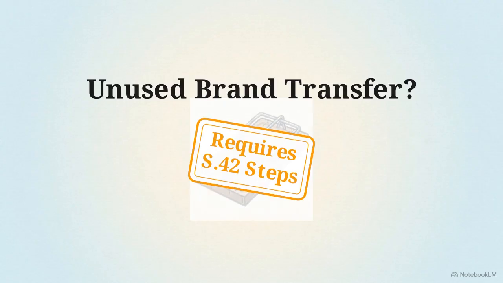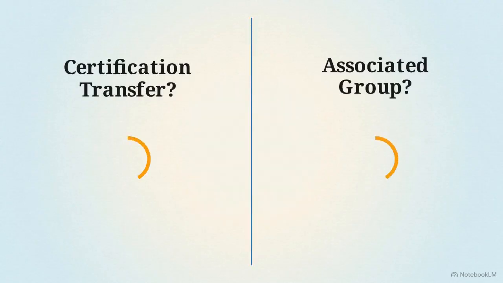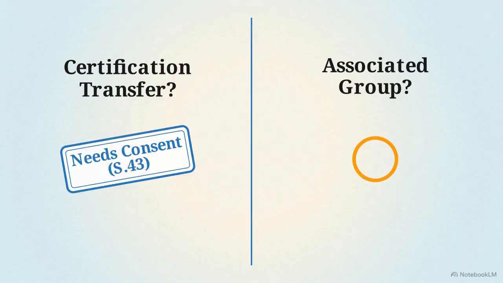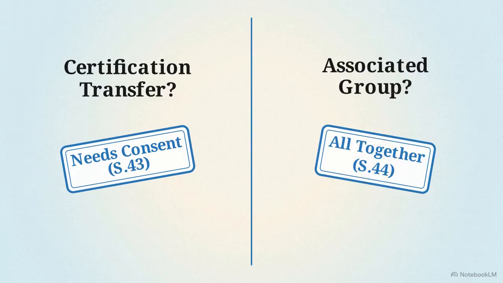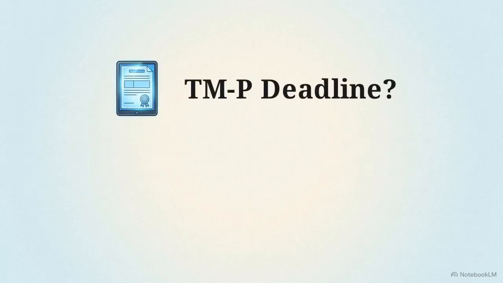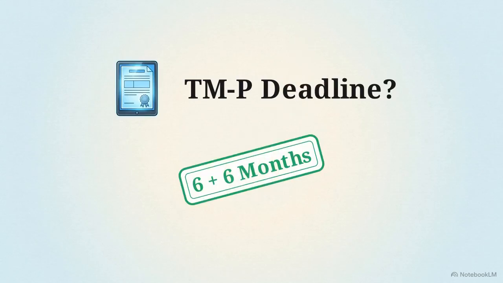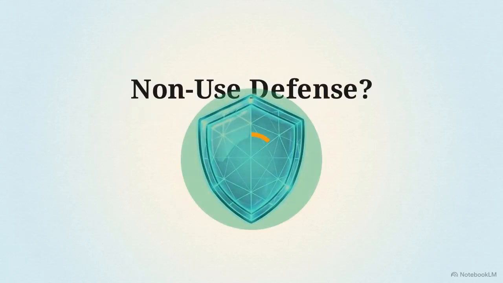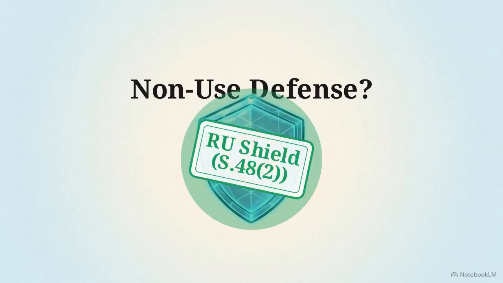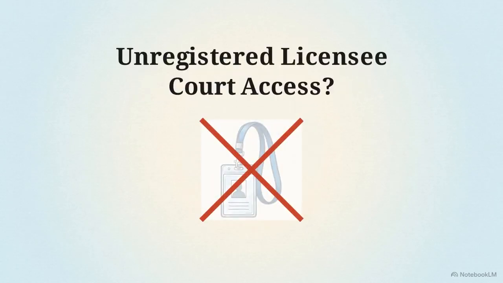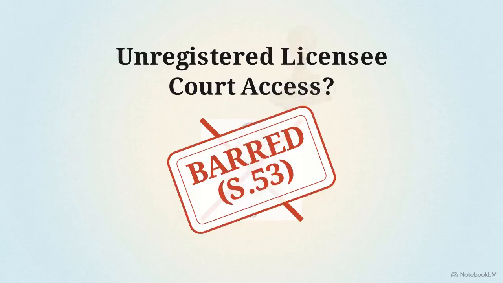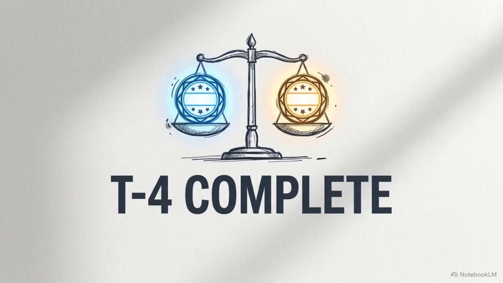Certification mark assignment needs the registrar's consent. Associated marks assign how? Only as a whole. Time to record an assignment on Form TM-P? 6 months, extendable by 6. Whose use defeats a non-use attack? The registered user's. It is deemed the proprietor's use. Can a permitted user sue for infringement? Never. Barred by Section 53. Mastering these strict dichotomies is essential for the 2027 agent examination.